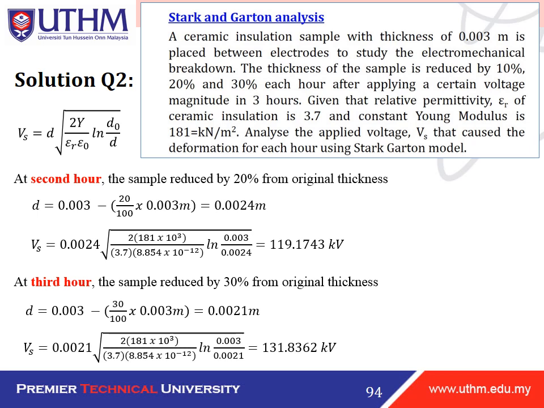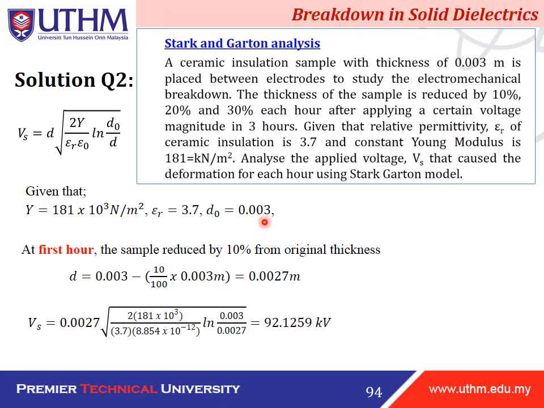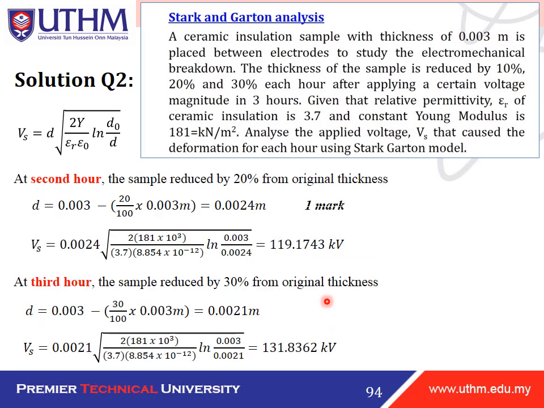So how are the marks given? When you extract the data, you are given 1 mark, and when you find the reduced thickness, you are given 1 mark. When you insert it correctly, 1 mark, and your answer is correct, 1 mark. So total 2 marks for each hour, same for the others. So in total you have 10 marks.